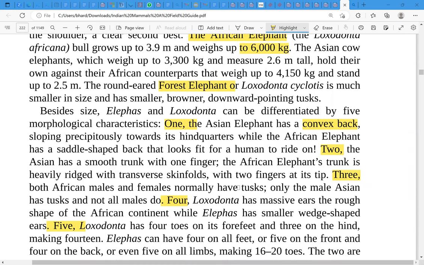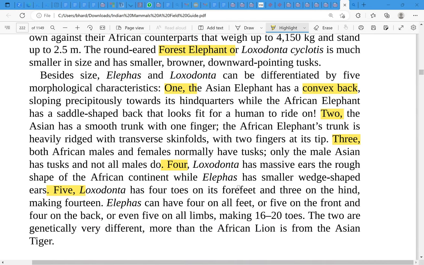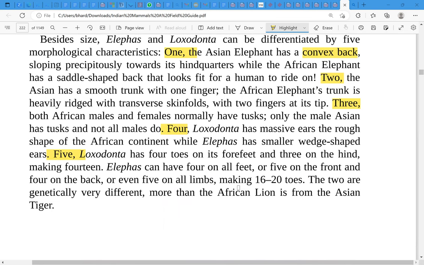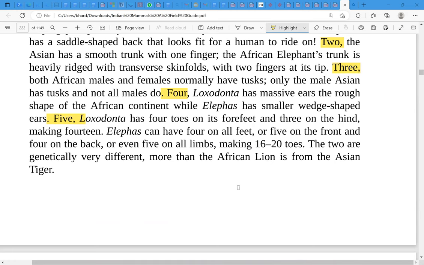What are the characteristics? If someone asks you the difference between the Asian elephant and the African elephant: yes, the Asian elephant has a convex back, which slopes. And the African elephant has a saddle shape, like the way you can sit and ride on it. Second, the Asian elephant has a smooth trunk with one finger, whereas the African elephant has two. Third, in African elephants, male and female normally both have tusks, but in the case of Asian elephants, only the male has tusks and not the females.